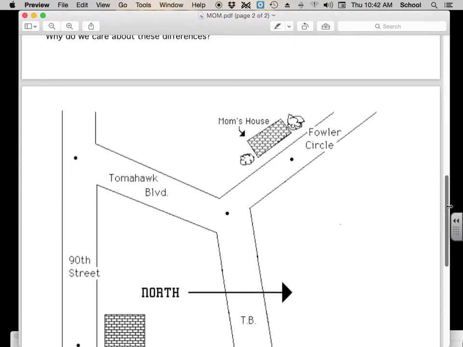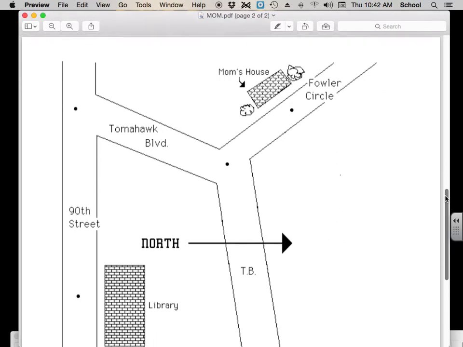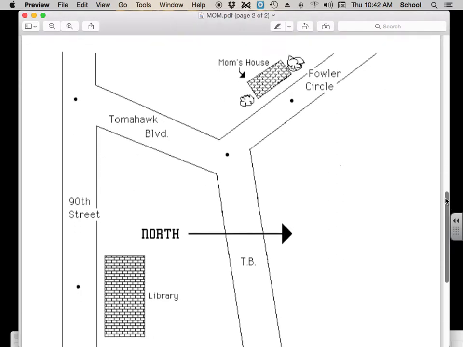Isn't that pretty? That's where my mom lives. She lives on Fowler Circle. My mother has lived in this house for 53 years. I never lived on Fowler Circle. So she moved in right after you moved out of the house. I moved out 53 years ago. I'm going to be 52 next month.